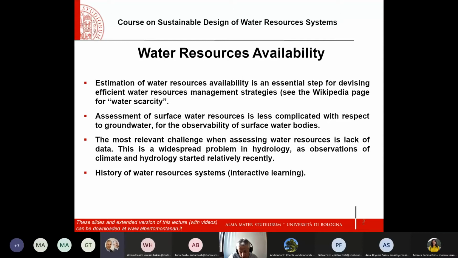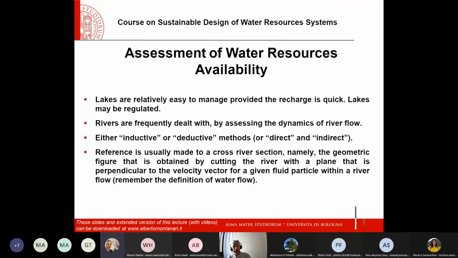use. This split, 70 agriculture, 25 industry, 5 civil use, is also echoed in Italy. In Italy, we have the same distribution more or less. So you understand that the big problem is water for food.